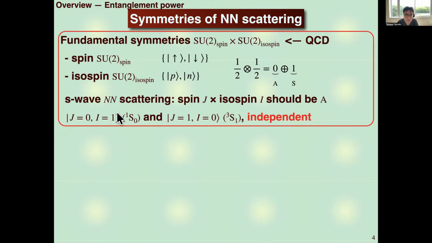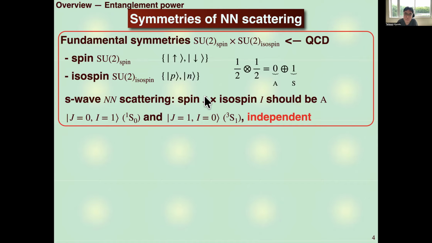Now, we consider the low energy nucleon-nucleon scattering where the S wave, the angular momentum zero component, dominates. In that case, spin and isospin cannot be freely chosen, because in order to have the total two nucleon state be anti-symmetric under the Fermi-Dirac statistics, the combination of the spin and isospin should be anti-symmetric.